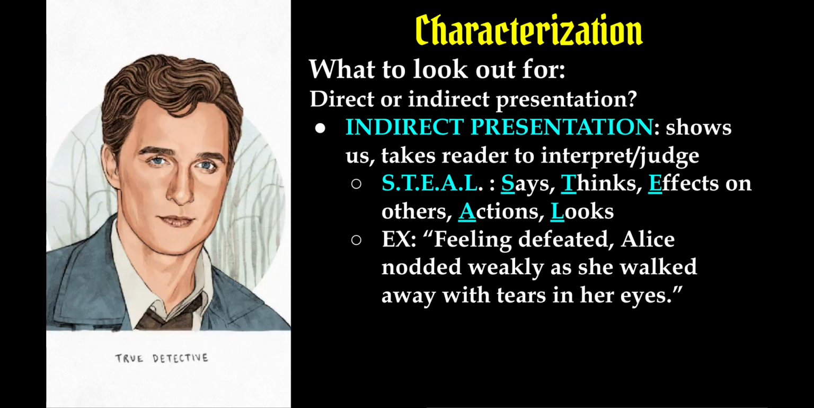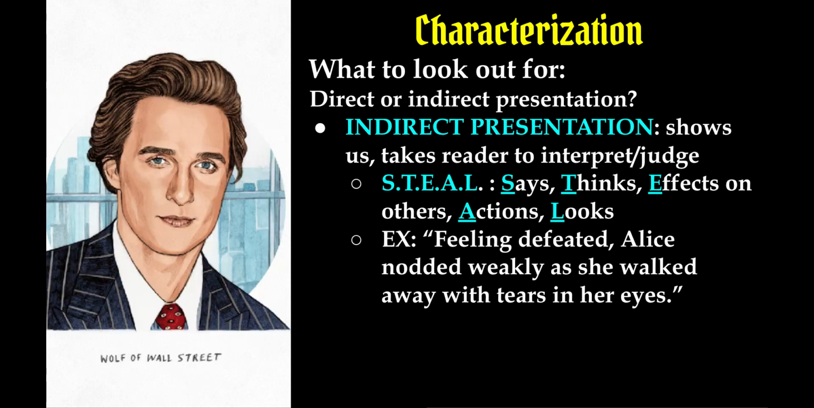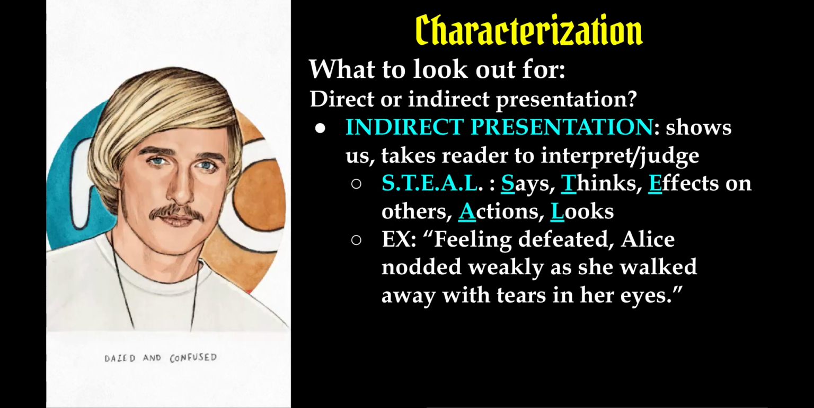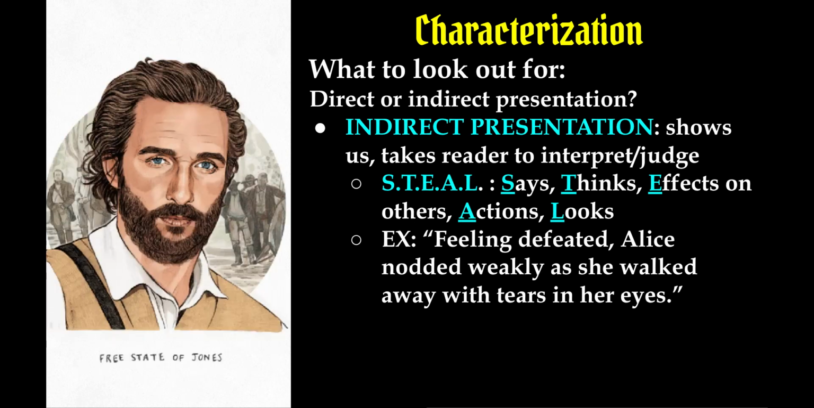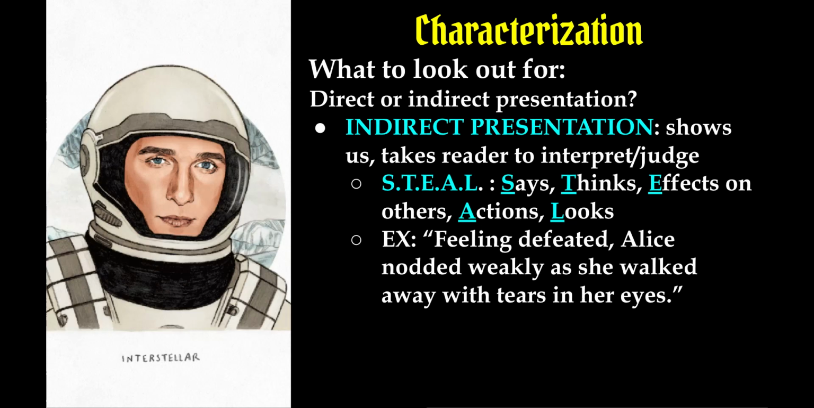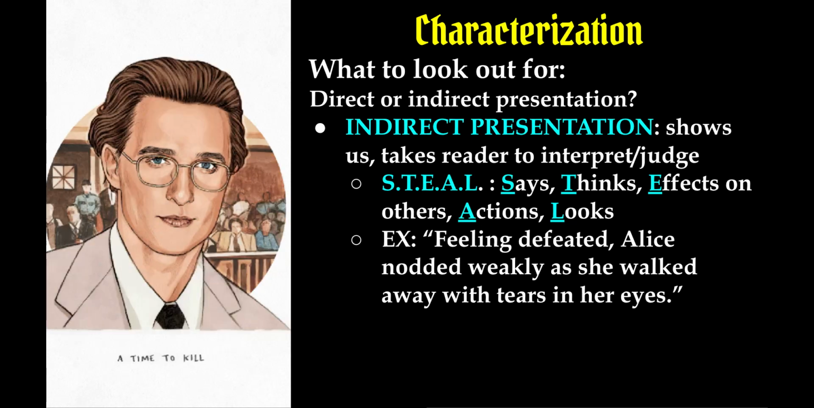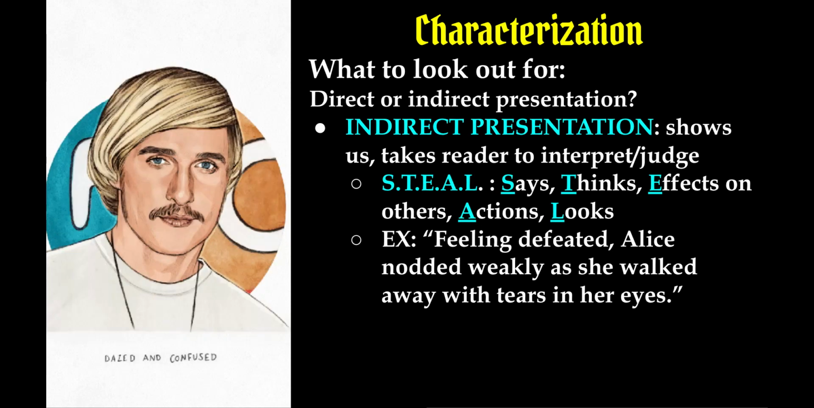And by the way, STEAL is a way for you to remember the 5 things to be thinking about for indirect characterization that you could be looking out for when you're analyzing. When a character says something or thinks, we get to hear their thoughts some way, or how they affect other people, actions and looks. So just think STEAL, right? But here's an example that has multiple elements of STEAL to help us make a judgment.